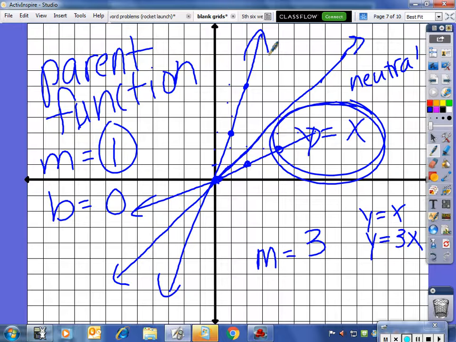Now, what would I do if I just wanted it to change directions? I didn't want to change its steepness. I just want to change its direction. That would be y equals negative x. Y equals negative x just makes it go the opposite direction.